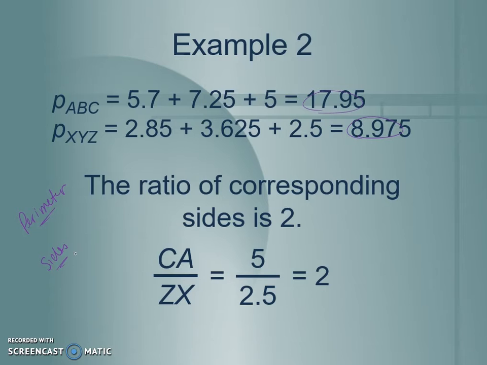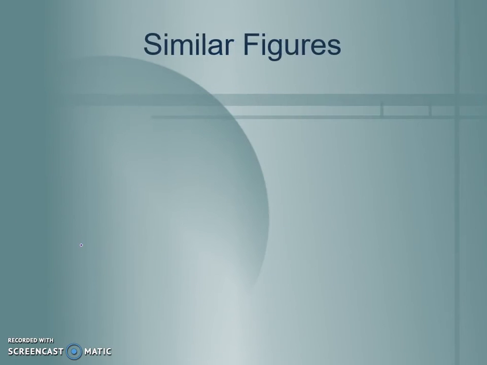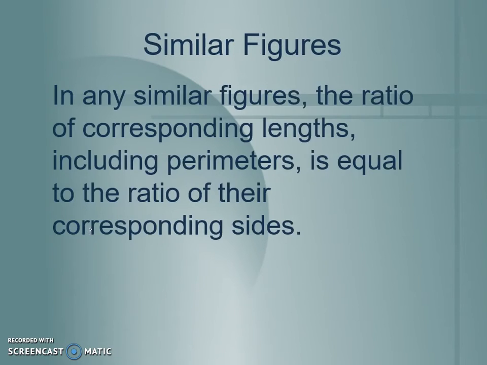So you might want to throw that into your notes real quick. And that is just this. In any similar figures, the ratio of corresponding lengths, including perimeters, is equal to the ratio of their corresponding sides.